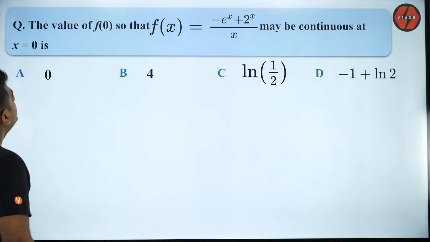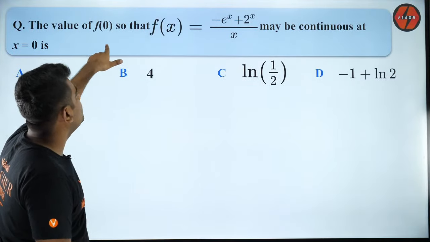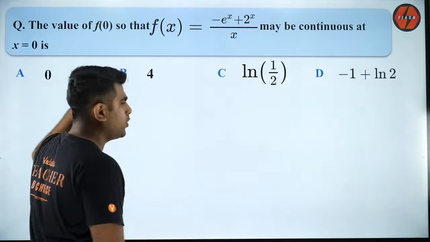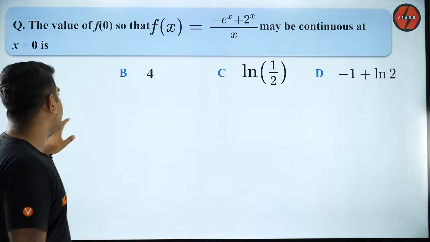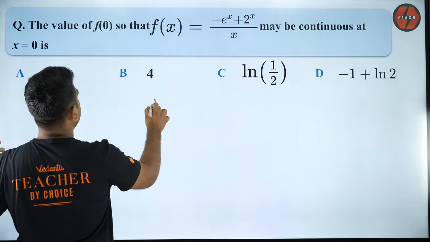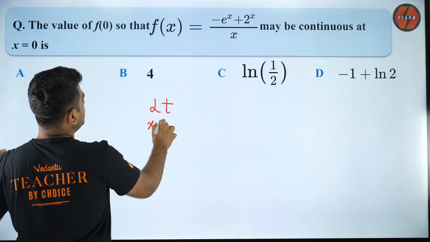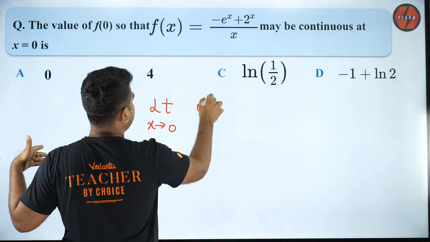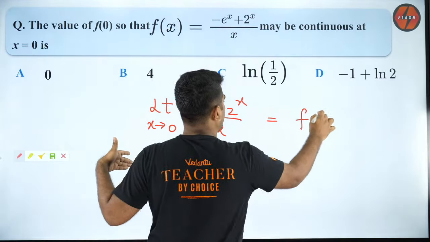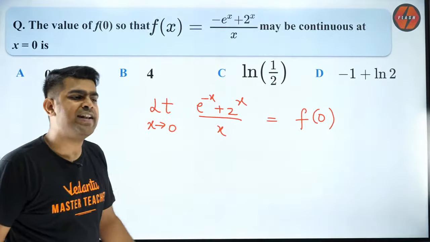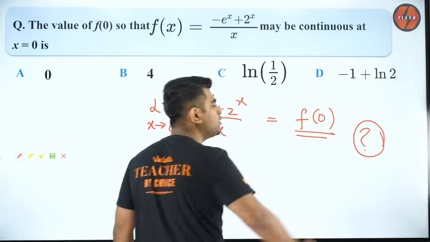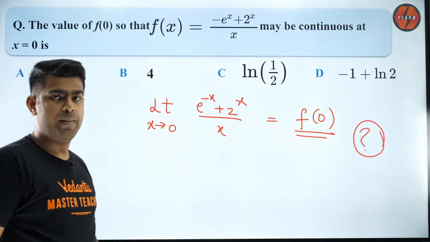So here we go, guys. Find the value of f of 0 such that f of x may be continuous at x equal to 0. When I say continuous, that means my left hand limit and right hand limit are equal. That means the limit as x tends to 0 of f of x, which is e power minus x plus 2 power x by x, should be equal to f of 0. Don't you guys agree? So this is how I find it out. They want us to calculate this. That is what the question is asking about, isn't it?